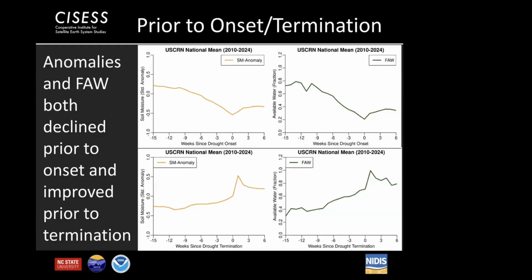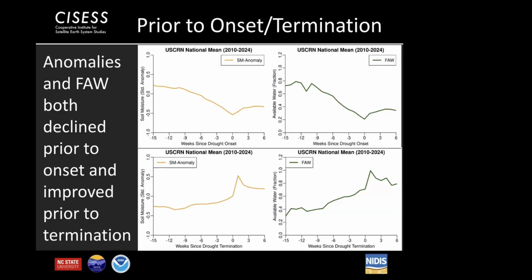The next thing we did was we took all of these stations from 2010 to 2024, and we identified all the times we had drought. So drought begins the first week you're at D1. And so for this first graph here, I'm showing you weeks since onset. So that's the top graphs. And on the left, I'm showing soil moisture anomaly in orange, fractional available water in green on the right.